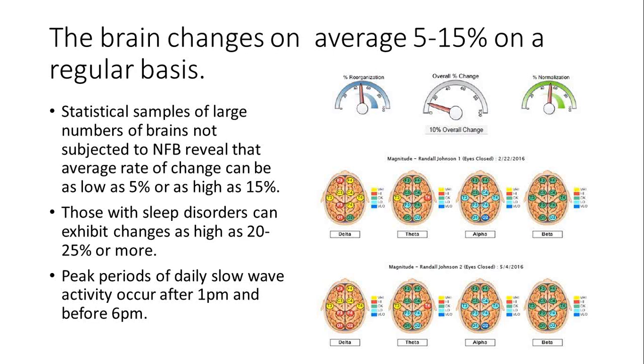So be aware that peak periods of slow wave occur between 1 p.m. and 6 p.m. If you have somebody with a sleep problem, and a lot of people with anxiety and depression do have sleep problems, beware that if you do the pre-map in the morning and the post-map in the afternoon, it may look worse, because the rate of change between their morning and afternoon map may be greater than the rate of change due to neurofeedback.